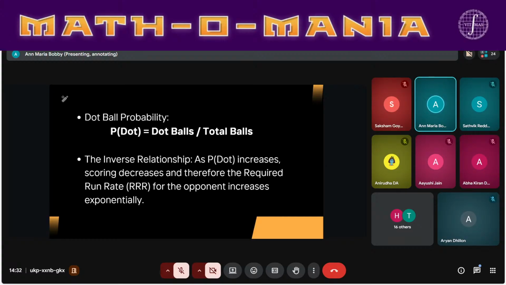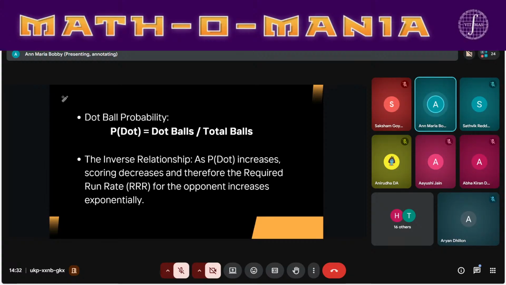This is basically creating pressure on the batting team, because on 50% of the balls bowled they did not score any runs. So the inverse relationship here is: as P of dot, that is, the number of dot balls, increases, scoring decreases, right? The number of runs scored decreases. So that is an inverse relationship.